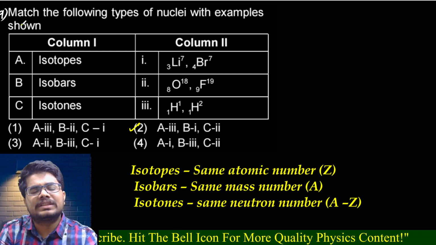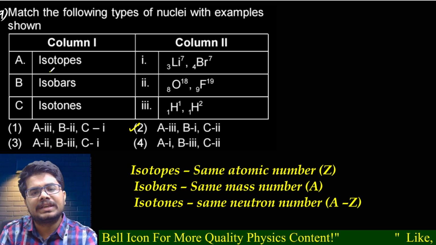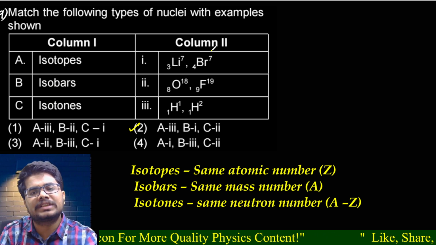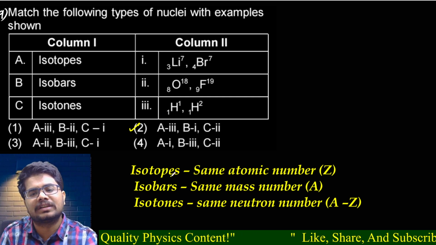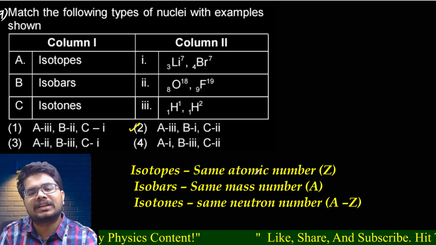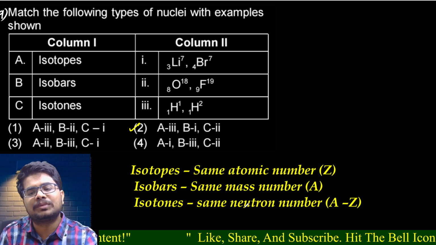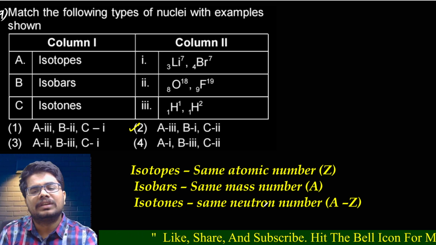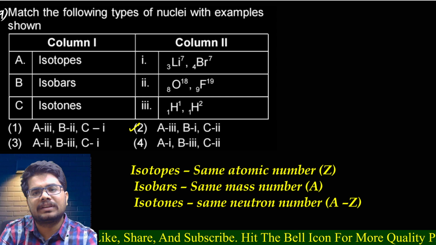Fine. So this is a basic question, again from NCERT. They asked from the nuclear chapter: isotopes, isobars, isotones. They have given some examples, and we need to match them. To match that, you just remember this basic: isotope means same atomic number, isobar means same mass number, isotones means same neutron number. If you take these examples now, option 2 is matching. You check here. Okay. Fine.